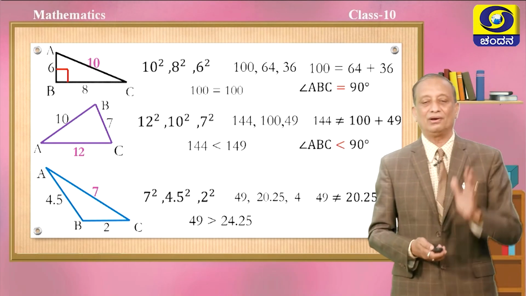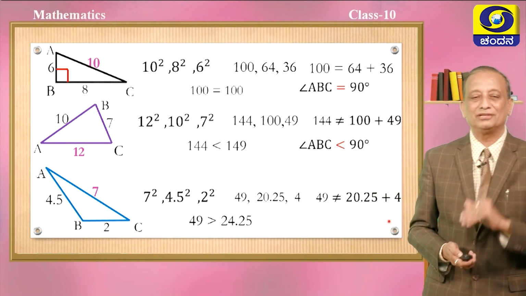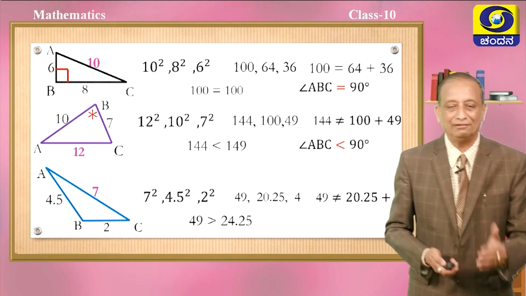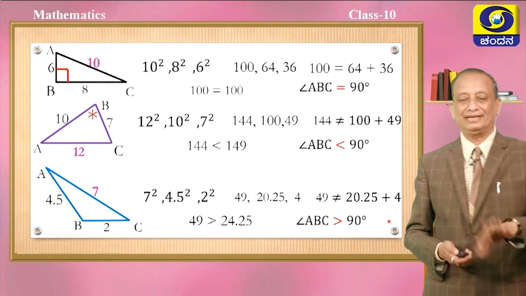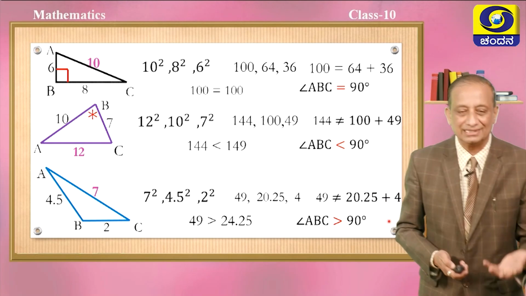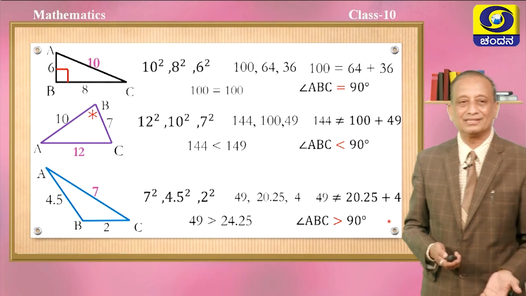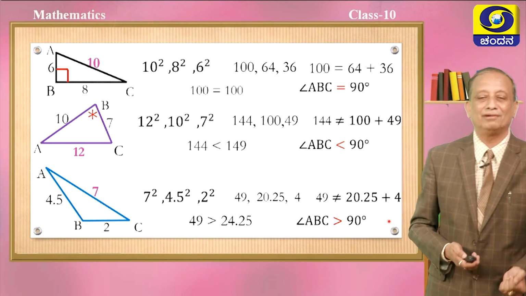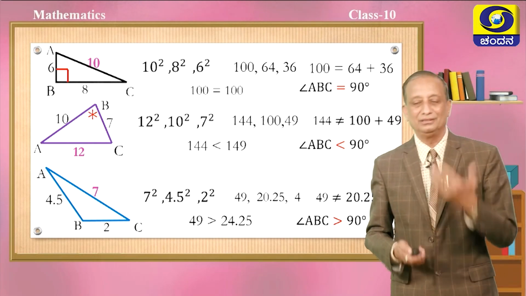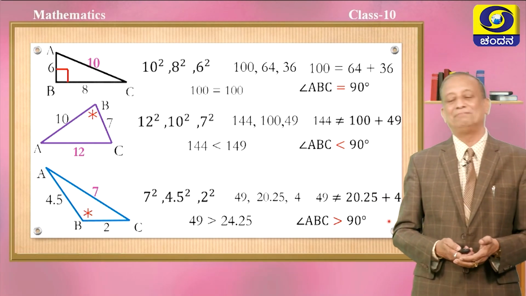If the square on the longest side is less than the sum of the squares on the other two sides, then definitely those two sides will contain an acute angle, and it is needless to say that if the square on the longest side is greater than the sum of the squares on the other two sides, then those two sides will contain an obtuse angle.